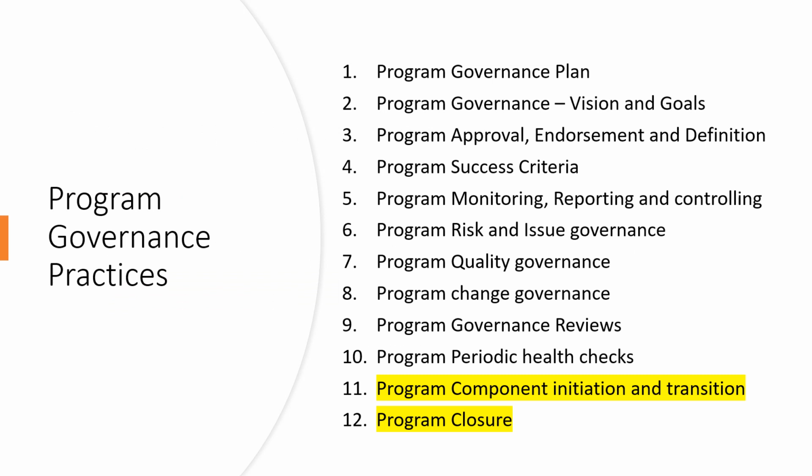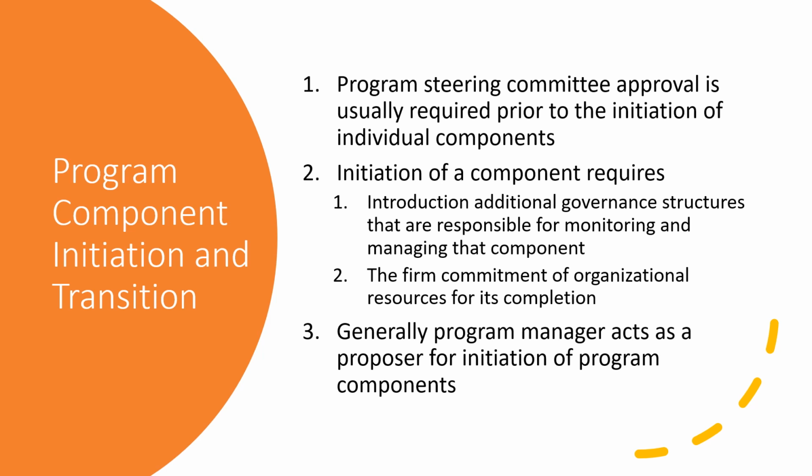Right. So we already discussed 10 program governance practices. Today we're going to discuss the final two: the program component initiation and transition, and program closure. Let's understand how the program governance practices handle program component initiation and transition, right? The program steering committee approval is usually required prior to the initiation of an individual component, right? So initiation of a component requires introduction of additional governance structures that are responsible for monitoring and managing that component.